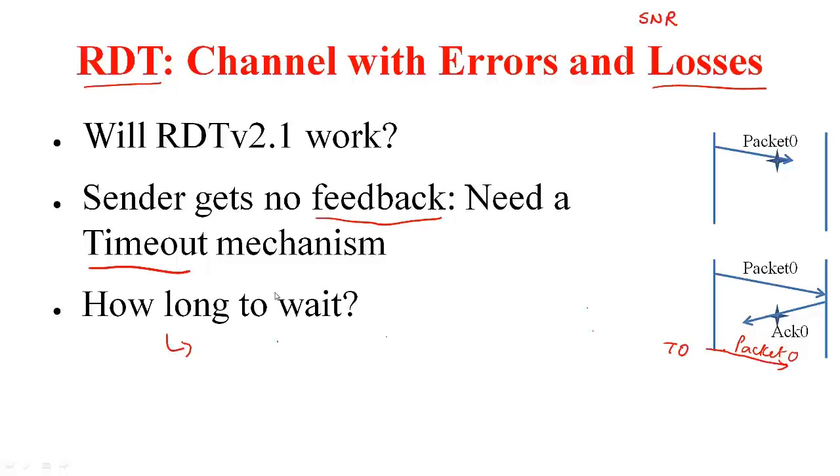So how long to wait? This is basically a function of the link characteristics. In other words, you have to wait for as much time as it takes for the packet to reach the other end and for the ACK to get generated and come back. So this will be a function of the transmission time of the packet and the ACK, the propagation time, the processing time, and so on and so forth. So this is a variable that needs to be adjusted according to where you are using this RDT.